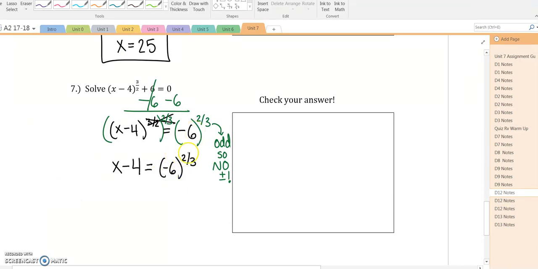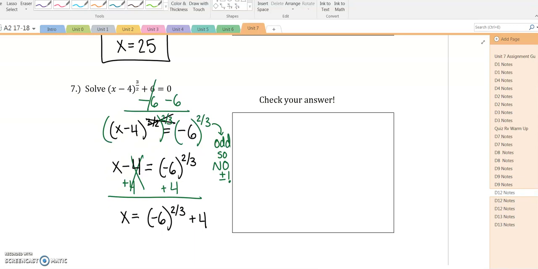Now the annoying thing about that is we have this big mess as part of our answer, but the nice thing is that when it comes to finishing this problem, I'm going to add 4 to both sides. Well, since these aren't like terms, I don't actually add here. So all I would end up doing is saying x equals negative 6 to the 2/3, and then a plus 4 on the end. Now, checking our answer can be a little challenging because we have kind of a messy answer. So we just have to be careful with how we type it in.